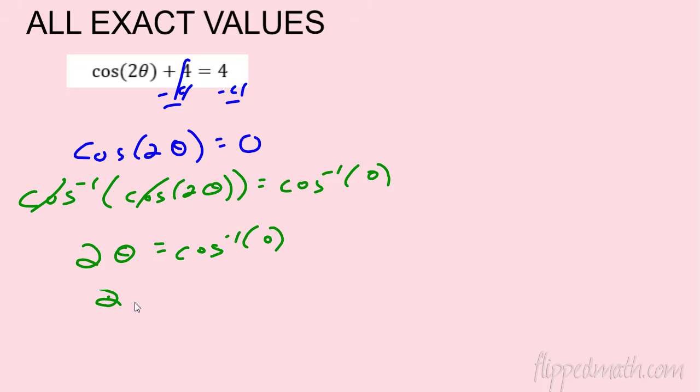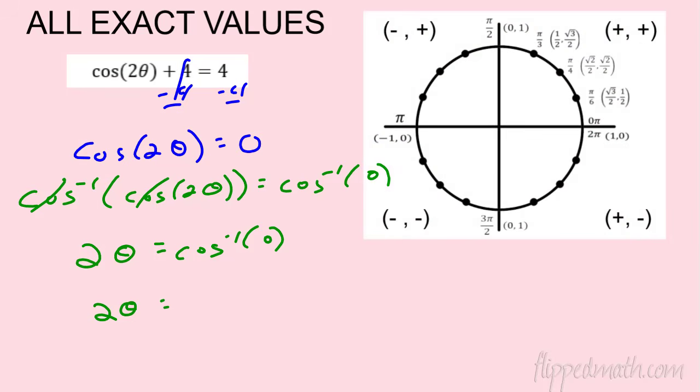And so what is the inverse cosine of 0? Oh my goodness. So now what is the inverse cosine of 0? I can go over here to my unit circle. And I'm going to say, hey, where do I get cosine value of 0? It's going to happen here up at pi over 2 and down here. So I'm going to get two answers here. I'm going to get pi over 2 and 3 pi over 2.